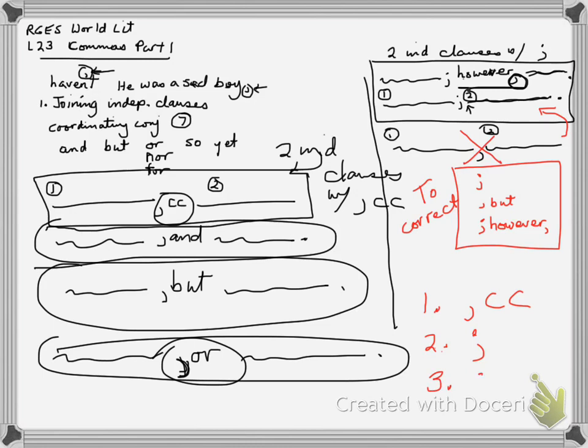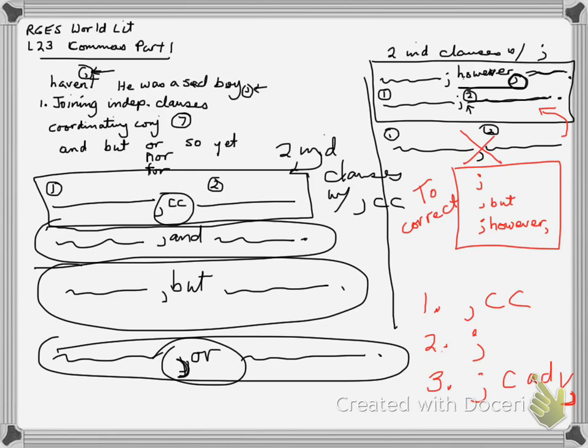So the 3 ways are going to be a comma with a coordinating conjunction, a semicolon by itself, or a semicolon with a conjunctive adverb like however, okay, with a comma after that. Okay, and we're always talking about joining 2 independent clauses. That means that the sentence on both sides, each sentence could stand alone as a sentence. We could make this 2 sentences, but we like to join ideas that are related together.